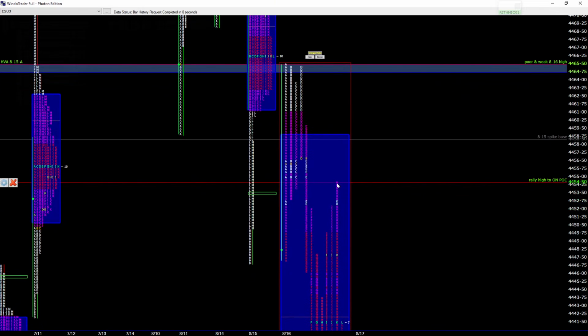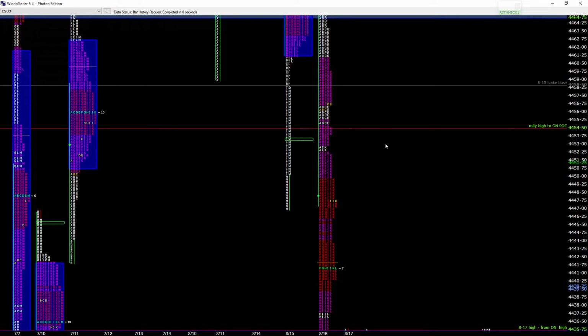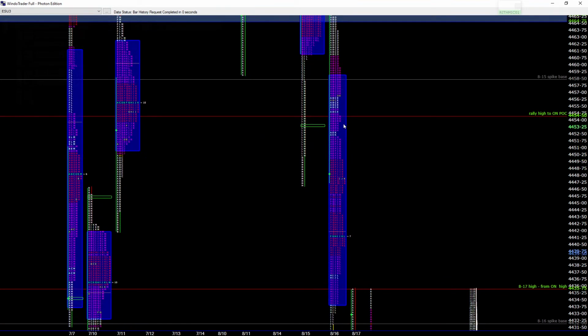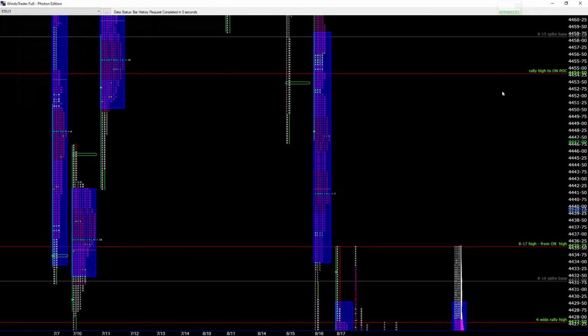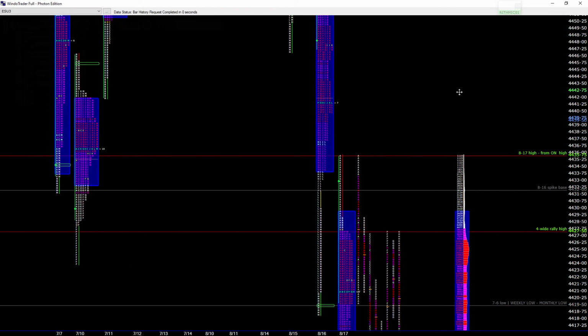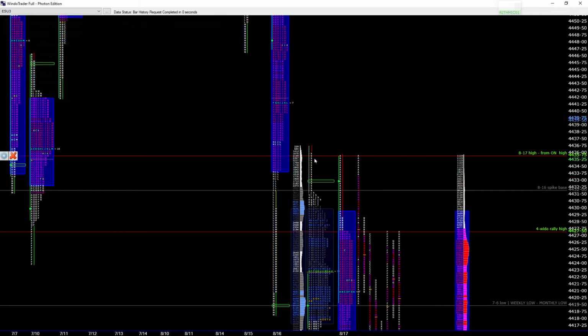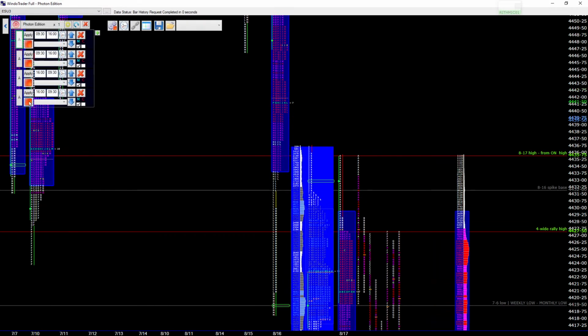Now, the rally high was exactly the overnight POC. It may not be of too much importance, but the fact that it was to the tick, that's what I decided to highlight here. Also, yesterday, sold from the highs, from the overnight high, and the overnight high here.